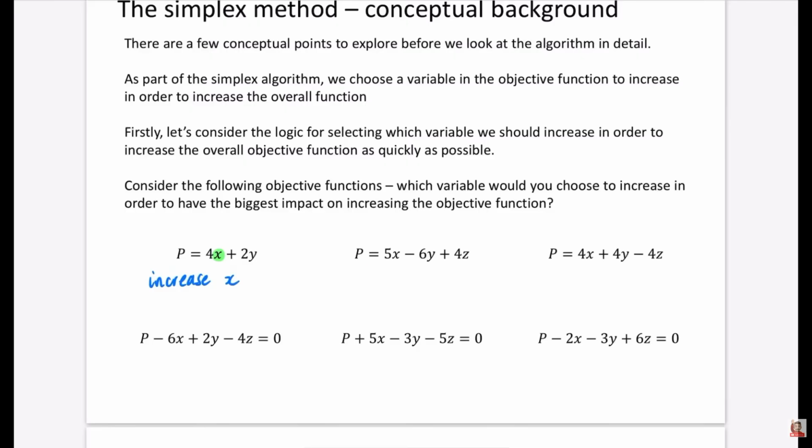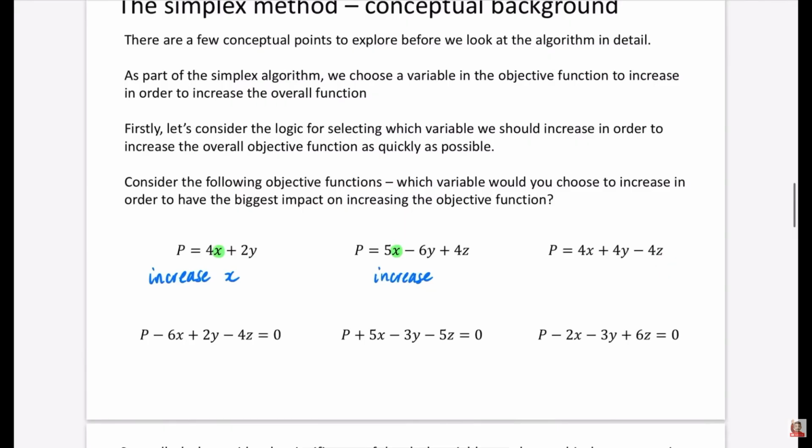And now that I've said that, you can probably think about this one. Now, sometimes people might go, oh, well, the 6 is the biggest one, so I want to increase y. But careful, it has a negative in front of it. If you make y bigger, you're actually going to be decreasing the value of this whole function. So we don't want to increase y. I want to choose between x and z, but x has a higher coefficient. So I'm going to want to increase the value of x in this case to try and increase the value of the objective function as much as possible.